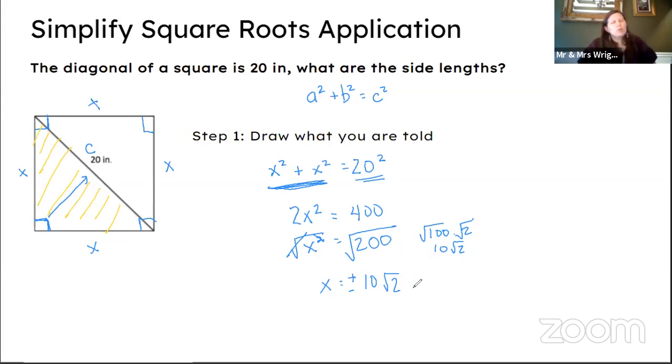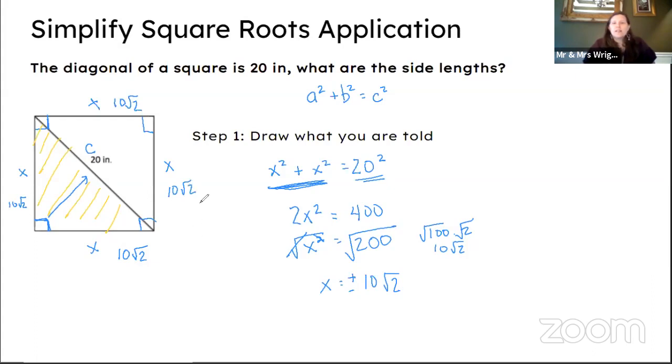Is that my final answer? Well, I know that I need to consider both my positive and my negative answer because I'm the one who inserted the radical. However, can my triangle have a negative 10 square root of 2 side? No, it can't. So the side of my square, which is also a rectangle, a square is a type of rectangle, 10 square root of 2 on each side of these, 10 square root of 2. Every single side, even the ones we weren't working on, are going to be 10 square root 2.